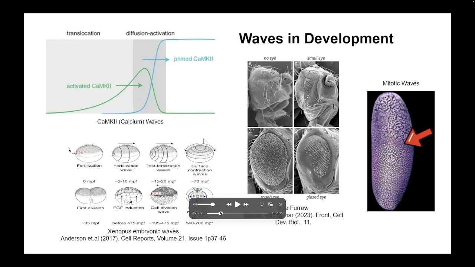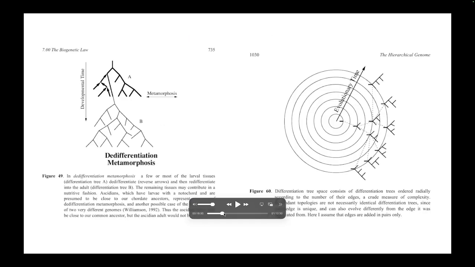And we did that in a paper in 2024 that we published, looking at differentiation waves in different model organisms. And then this is an example of how he thought of differentiation waves across systems that are metamorphic.